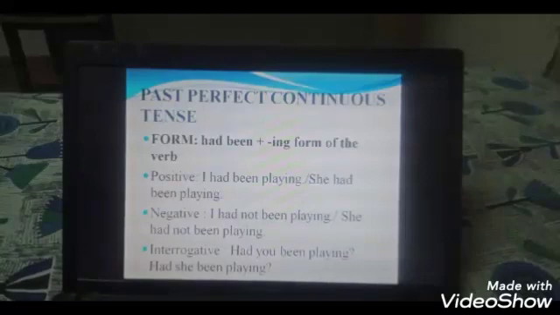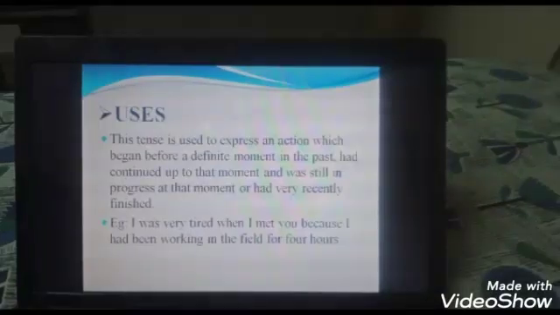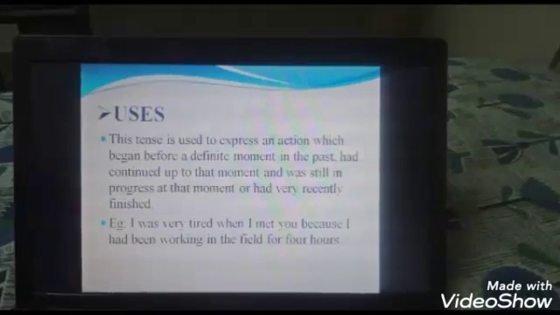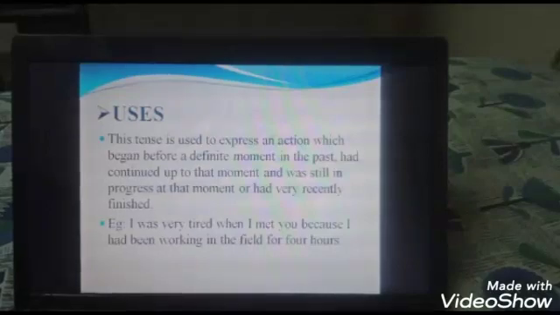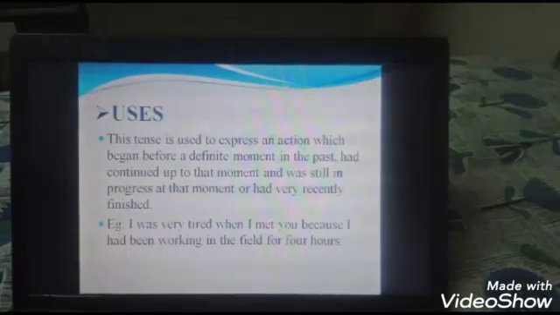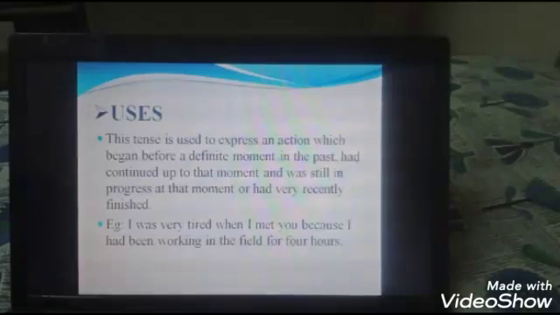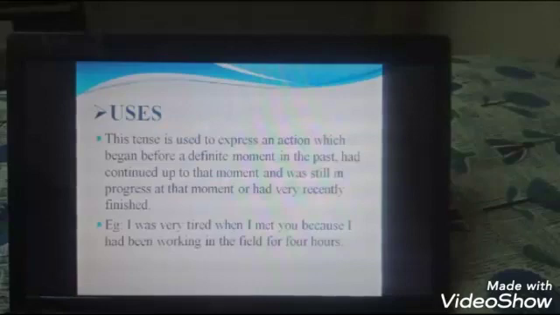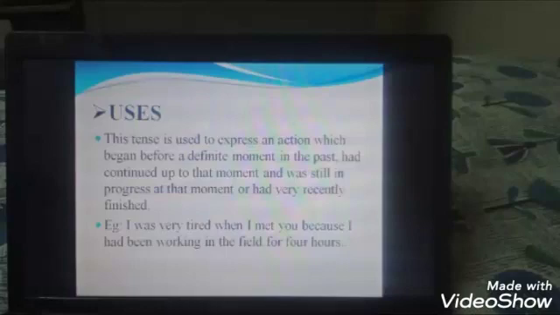Now the uses of past perfect continuous tense. This tense is used to express an action which began before a definite moment in the past and had continued up to that moment and was still in progress at that moment or had very recently finished. Okay? Example is, I was very tired when I met you because I had been working in the field for 4 hours. Okay, so a past action, but its result is seen now also.